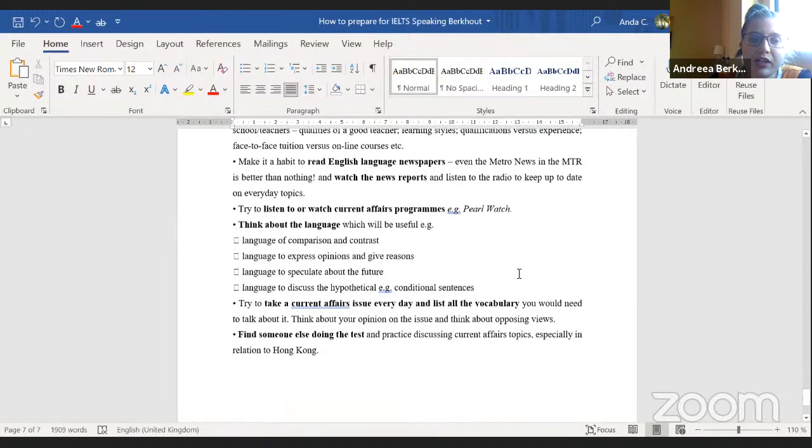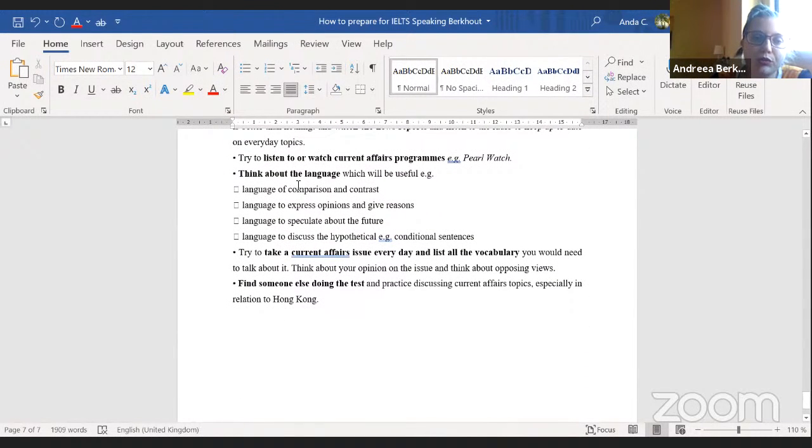And of course, think of some language that can be useful to compare, to express your opinion. No, I believe that, from my point of view, and so on, okay? Or to discuss hypothetical situations, okay? If, the if clause, and so on. Okay, right. So that would be more or less our theoretical part, okay? Let's now go to the practical one, okay?